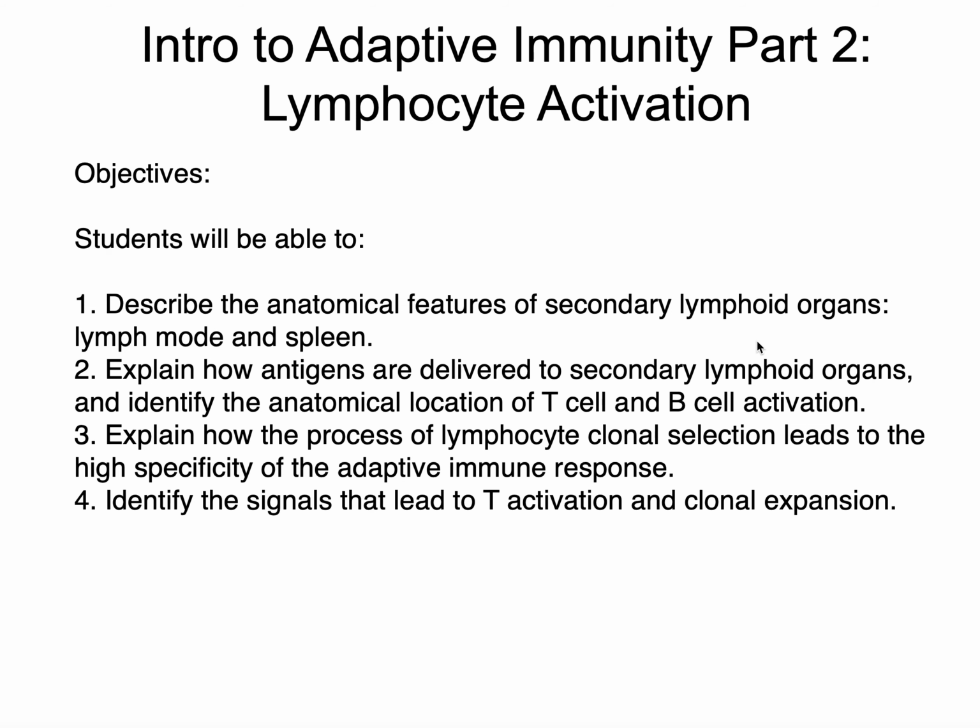In this fourth mini video covering the immune system, we will discuss how T cells and B cells are activated within secondary lymphoid organs, the anatomical locations in which they're activated, and we'll describe the process of clonal selection and T cell activation that leads to an immune response.